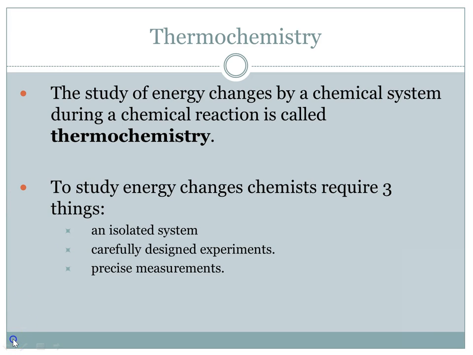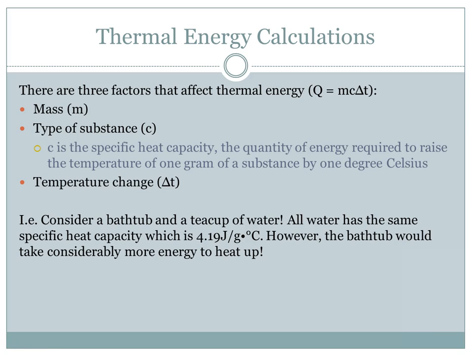use precise measurements. The first equation that we'll be using in thermochemistry is Q equals mc delta T, which you have learned before. The Q is the amount of energy in joules, the mass is measured in grams, and the temperature change is in degrees Celsius. The small c is the specific heat capacity, which is different for each substance. Your data booklet contains information about specific heat capacities.